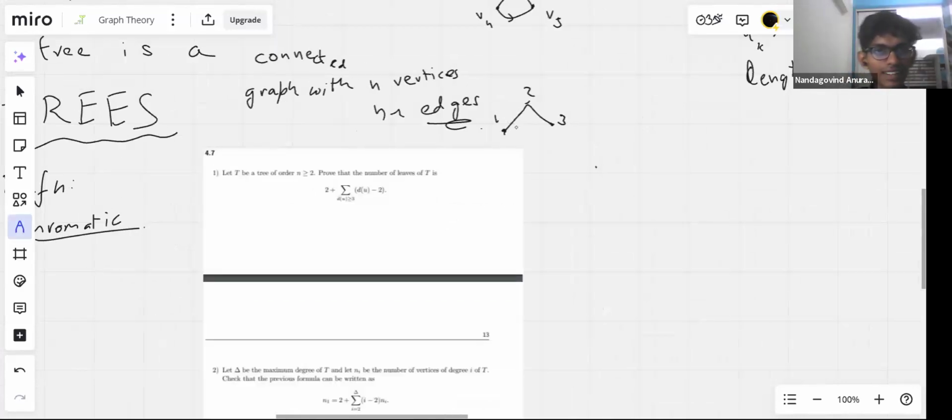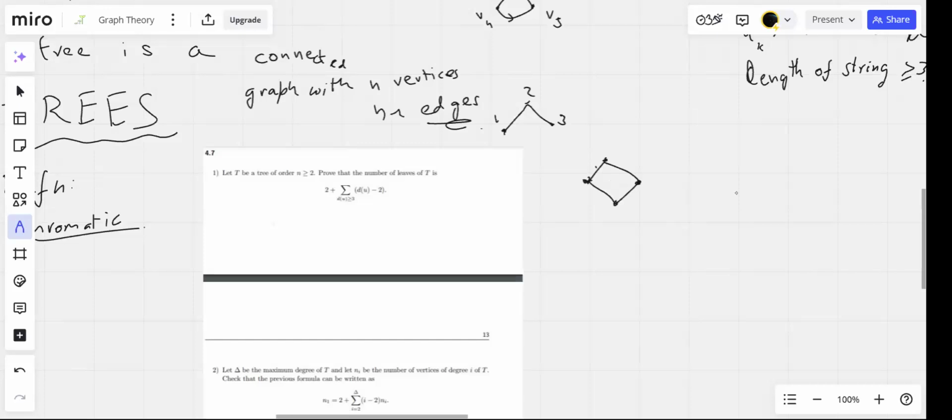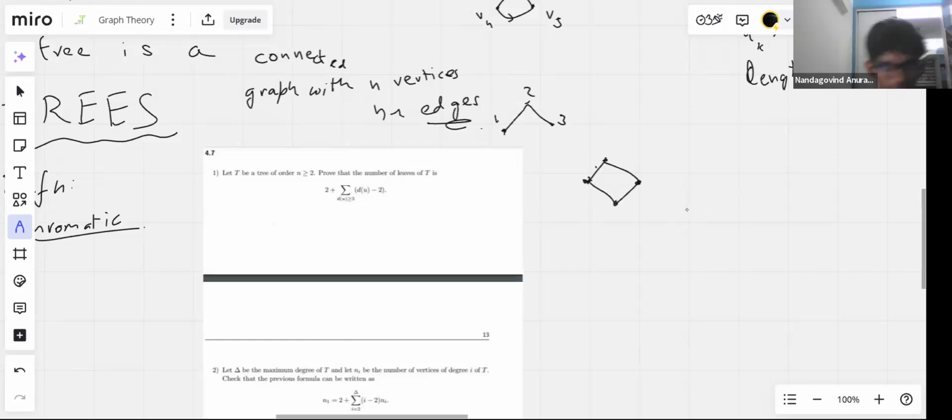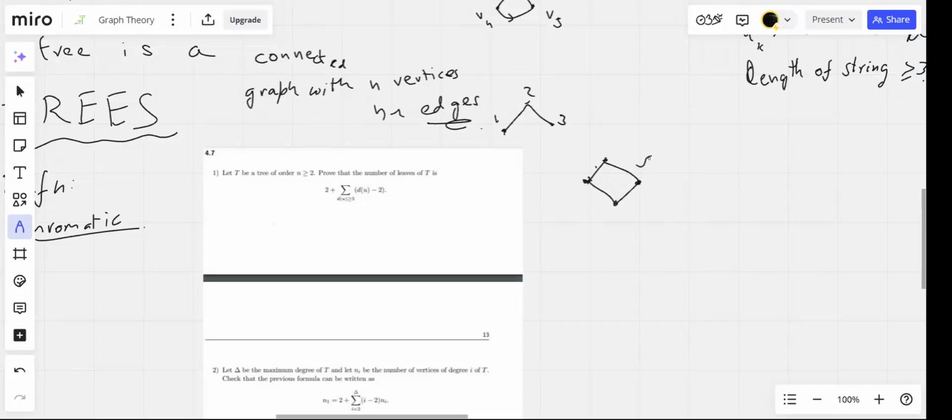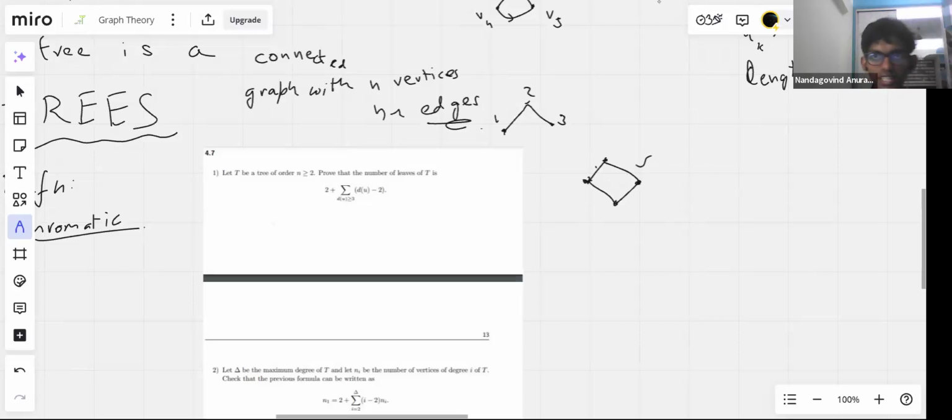Okay. A tree is a connected graph with n vertices and n minus one edges. So is this a tree? No, no, no. This is not a tree. A cycle can never be a tree. Yes, so there can't be a cycle in a tree. It does not have cycles and has n minus one edges.